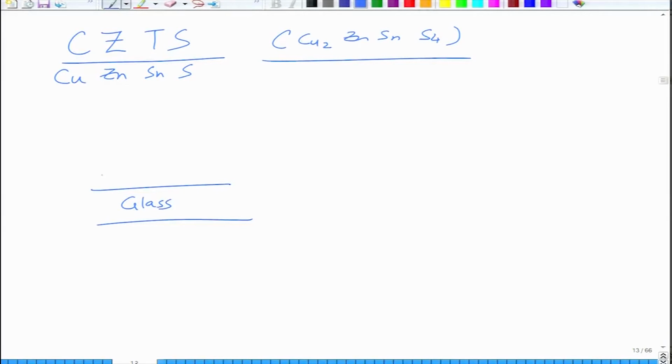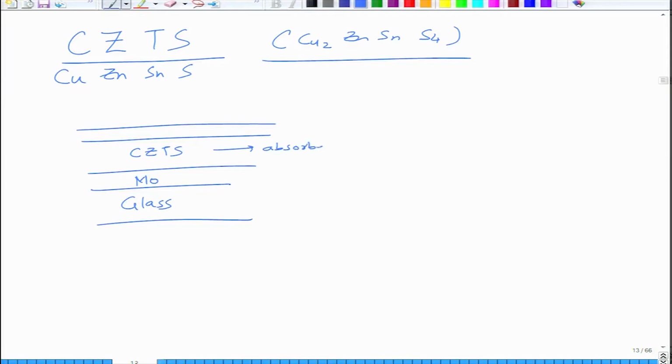So you start with a glass substrate, you have molybdenum as a back electrode, then we have CZTS as an active layer, the absorber layer, and it's P type. Then we have a cadmium sulfide layer on top. On top we put a thin layer of intrinsic zinc oxide and then we have the top contact of TCO. So the light comes from this side. So this is a very good technology.